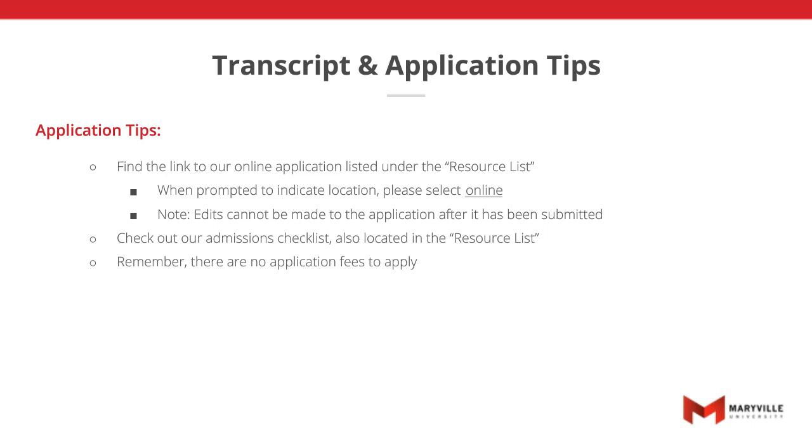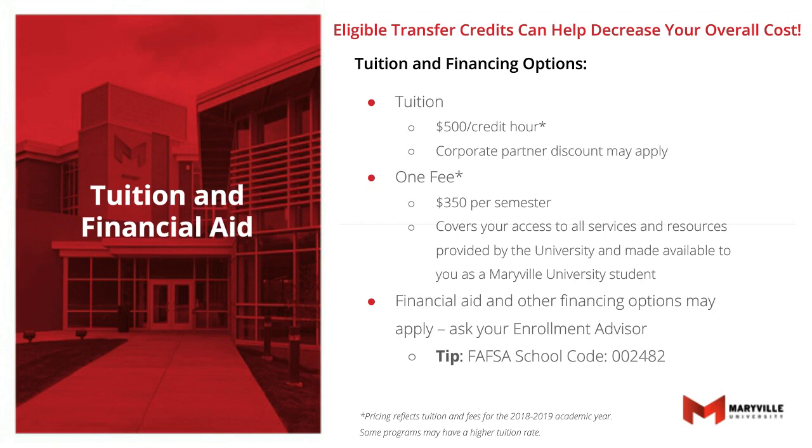Now, many of you have been waiting for this section to be discussed. The cost per credit hour at Maryville University is $500 per credit. When speaking to your enrollment advisor, make sure to disclose your employer. If your employer is a corporate partner, there may be a discount applied. There is also a one-time $350 fee per semester. This fee covers your access to all services and resources, including technology, transcripts, and graduation.